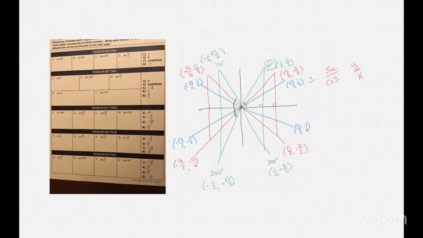Do you even need to show any work for this kind of thing? Not really. You just don't have to show work. Just write it down. That's kind of the point of the unit circle.